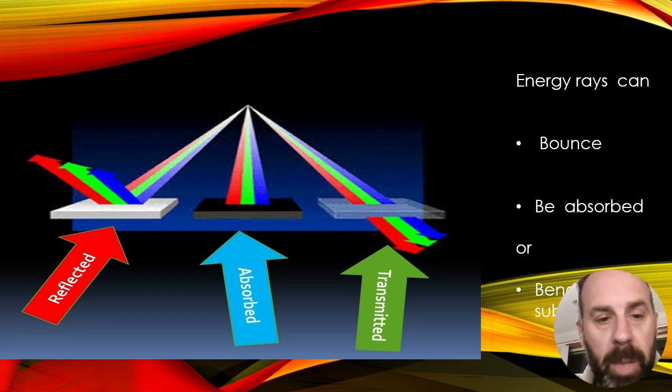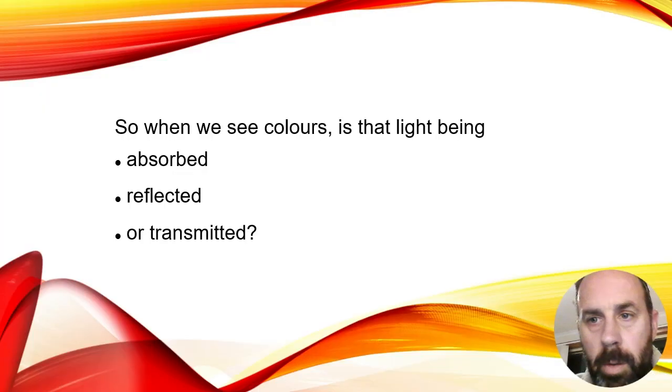But today we're going to be talking about absorbing energy and reflecting energy. So when you look at an object and you see the colors, if you look at a tree and you see green, if you look at a car and you see the blue or the red color of the car, how is the light behaving with that object that we can see it? Is the light being absorbed by the object? Is it being reflected by the object, or is it being transmitted?